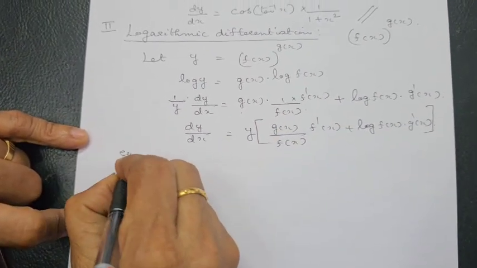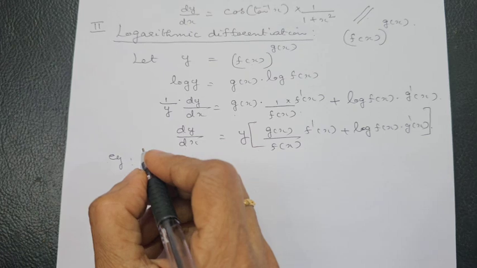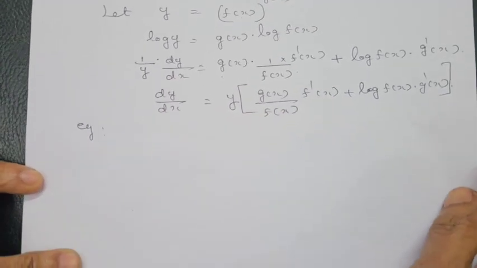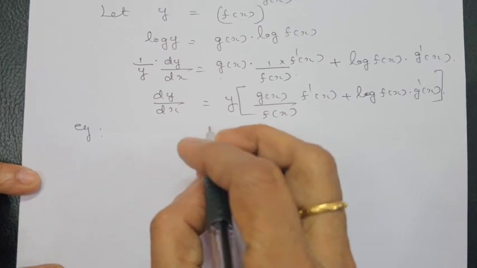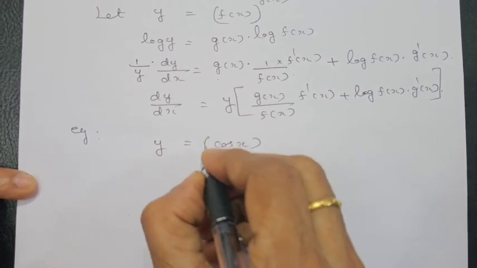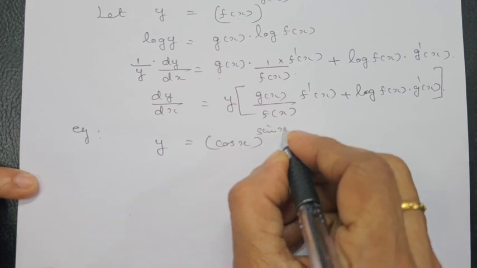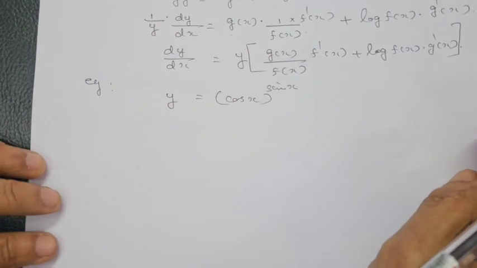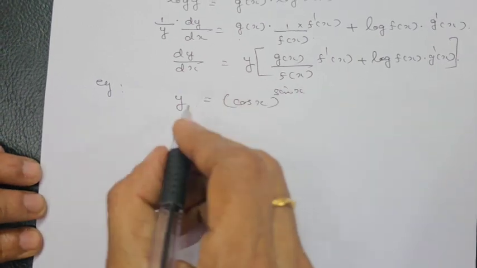As an example, if you want to differentiate sin x raised to cos x or cos x raised to sin x, say y is equal to cos x raised to sin x. A function raised to another function. So, what is to be done? We have to apply log on both sides.